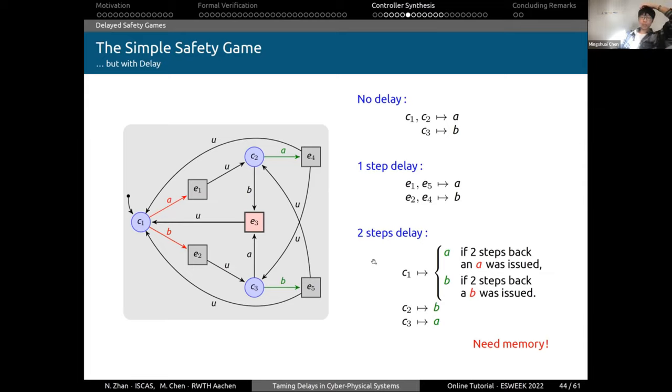So in general, in delayed safety games, you can still have a winning strategy, but in this case, you need some memory to memorize the path you chose or the actions you chose. If you don't have any memory for the controller, then there's simply no winning strategy. And later you will see how we can synthesize such strategies which need only finite memory.